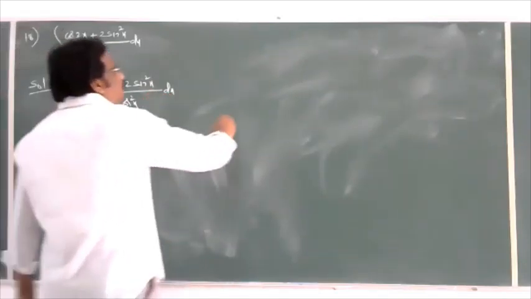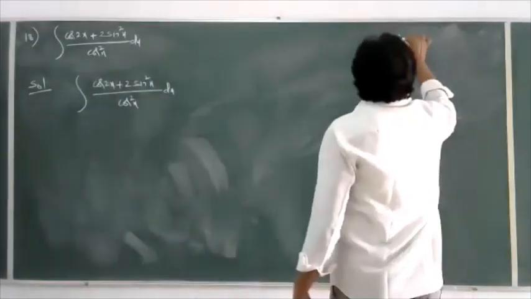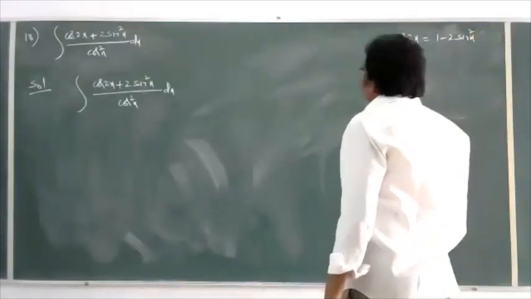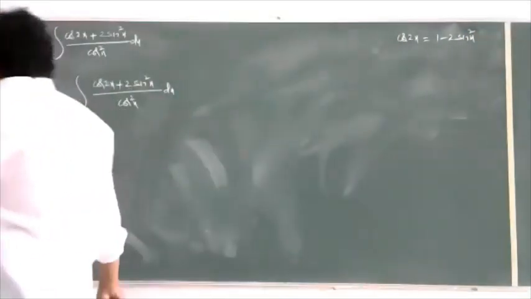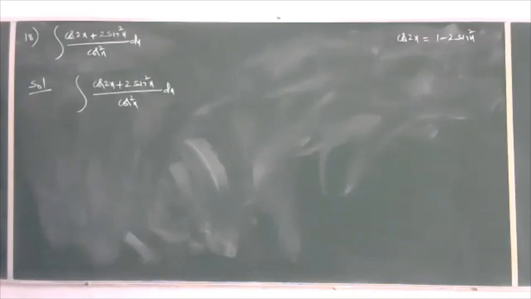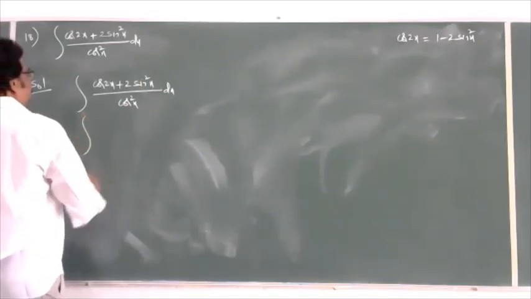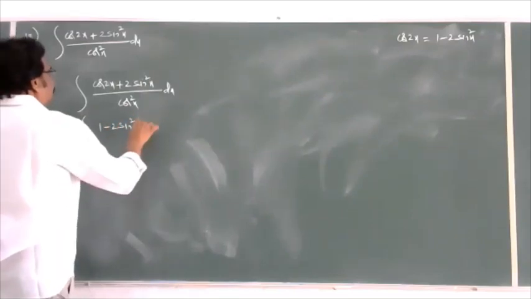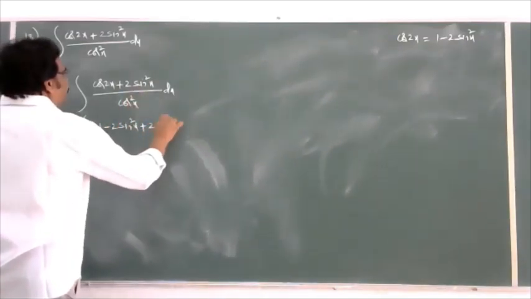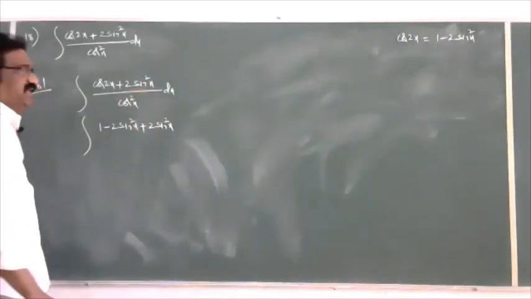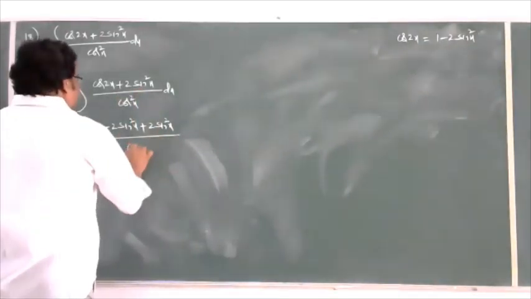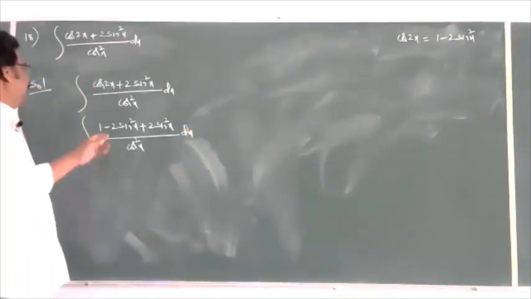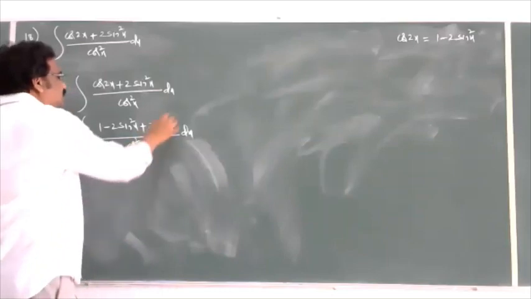So what is cos 2x in terms of sine? Cos 2x is equal to 1 minus 2 sin square x, the half angles formula. So this is integral of (1 minus 2 sin square x plus 2 sin square x) by cos square x into dx. Minus 2 sin square x plus 2 sin square x cancel.